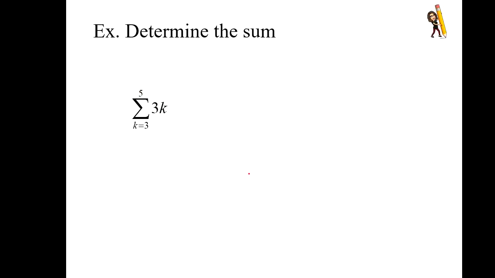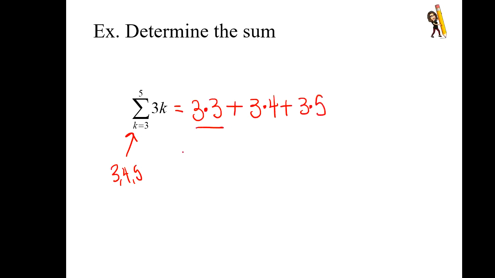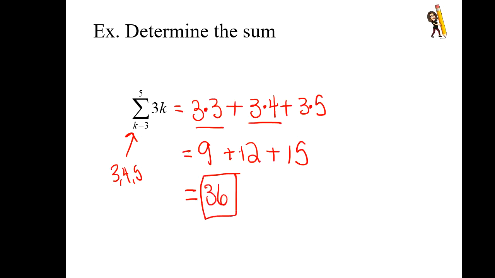That's the goal. The sum should be a final number. Okay, let's look at this one. So our index k is starting at 3 and ending at 5. So we're going to have 3 terms, with 3, 4, and 5 being plugged in for k. So our first term is going to be 3 times 3, plus 3 times 4, plus 3 times 5. So my first term overall is 9, my second term is 12, and my third term is 15. So now we're taking 9 plus 12 plus 15 to get a total of 36. So that is my sum.